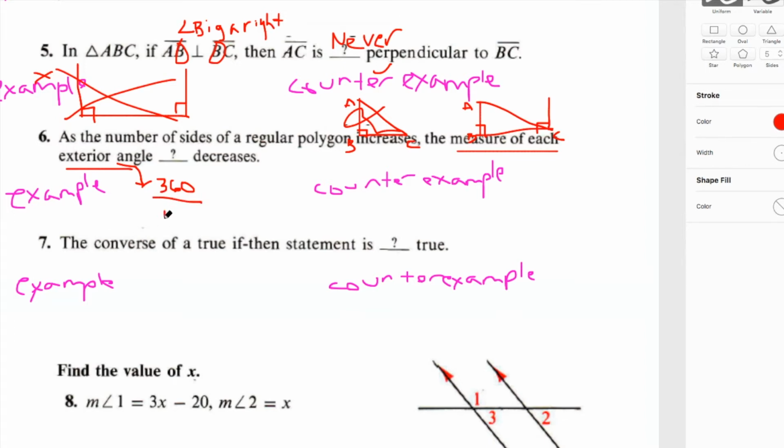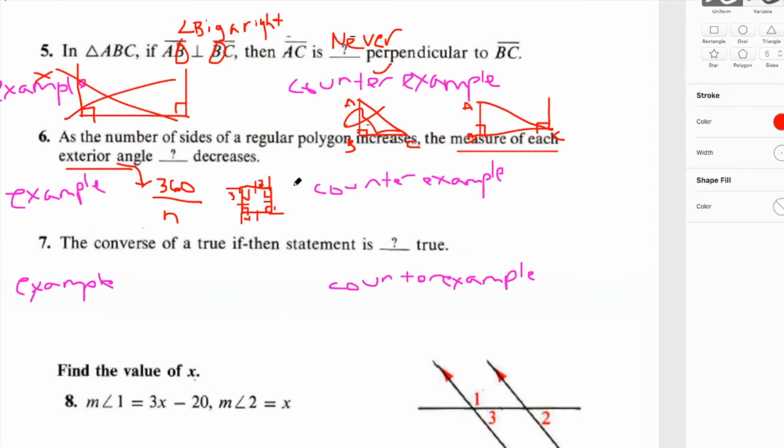So 360 divided by n. Picture a square, for instance. This helps you remember that exterior angles just go in one direction if you extend the sides out. So you'd have this 1, 2, 3, and 4. These would all be 90-degree angles for a regular four-sided figure, which is a square. And they would all be 90 degrees.